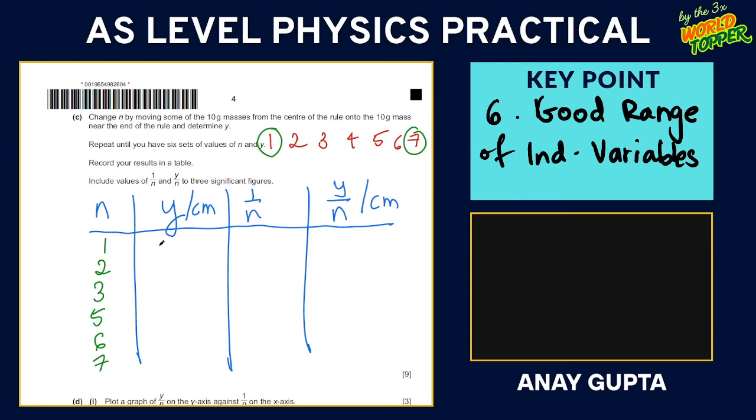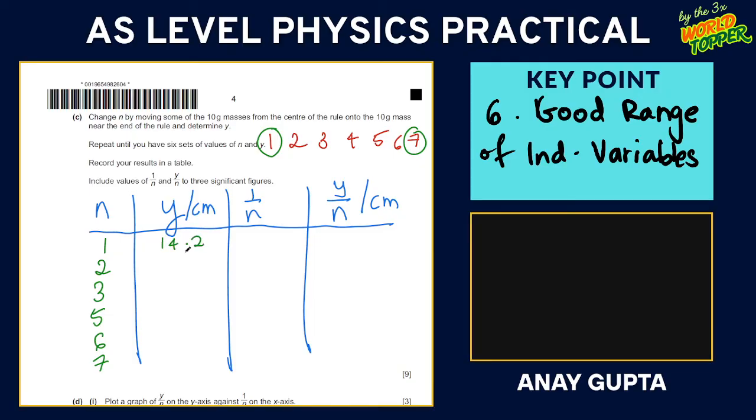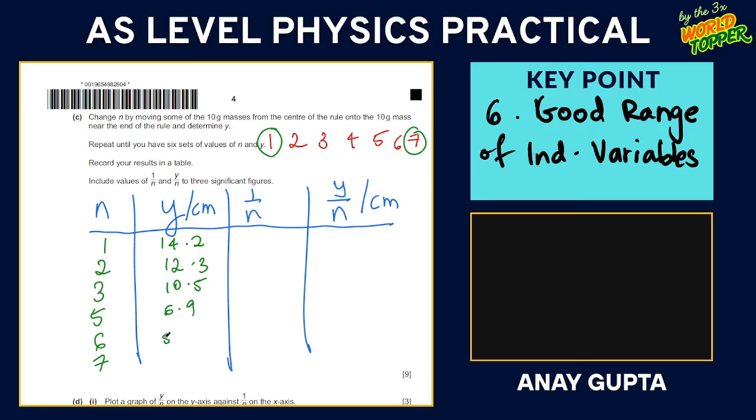Okay, now when I measured y during my board exams, I found y to be 14.2 centimeters, 12.3 centimeters, 10.5 centimeters, 6.9 centimeters, 5.0 centimeters, and let's say for 7 it would have been 3.7 centimeters. Right, now we just calculate 1 by n, just put them in a calculator, or you can do them mentally.